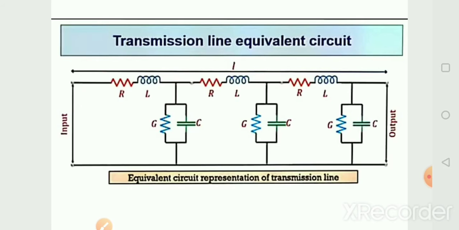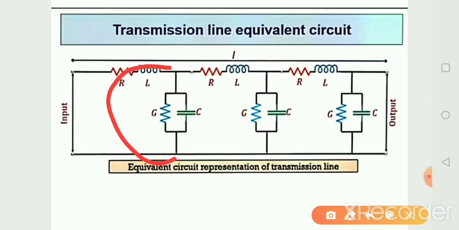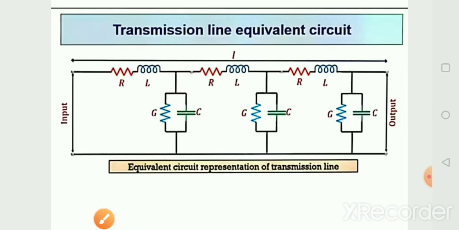By this we make an equivalent circuit of the transmission line. This is a small part of the transmission line, where the parameters are a distributed network.